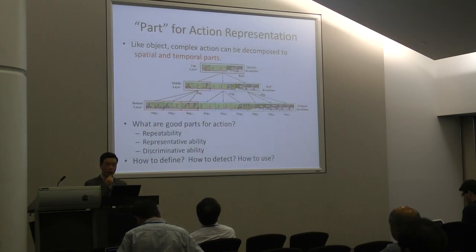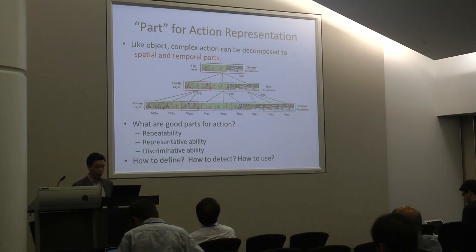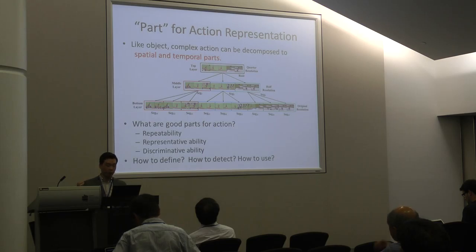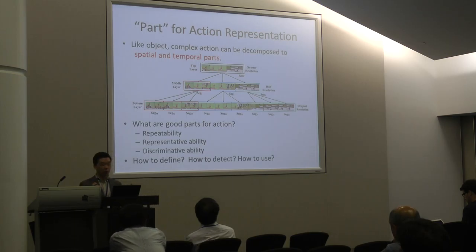So what are good parts for action recognition? That's the question. I think there are three properties. First is repeatability, because this kind of part can repeatedly appear in different types of actions and also in different videos. Second is representability, because we can use this kind of part to represent different kinds of videos and different kinds of actions. The last is discriminative ability for classification.